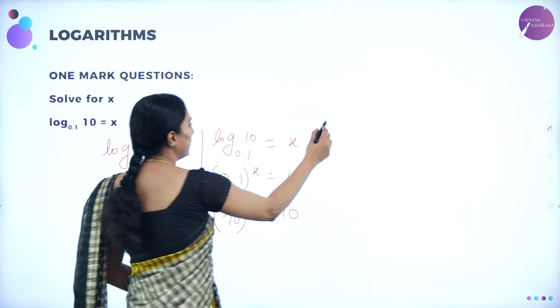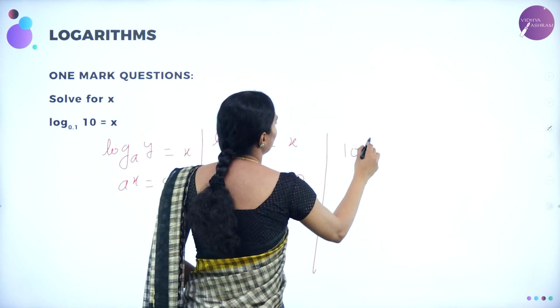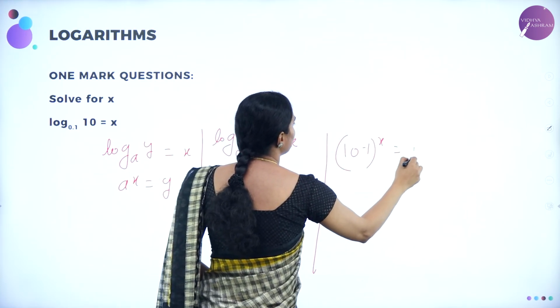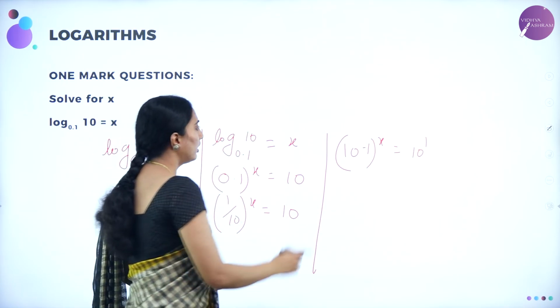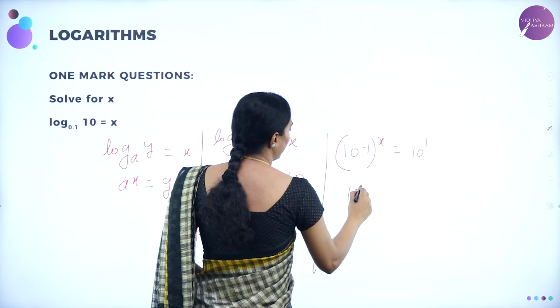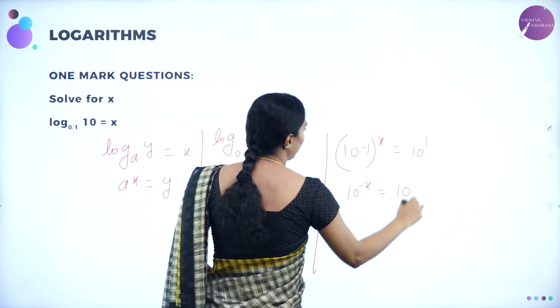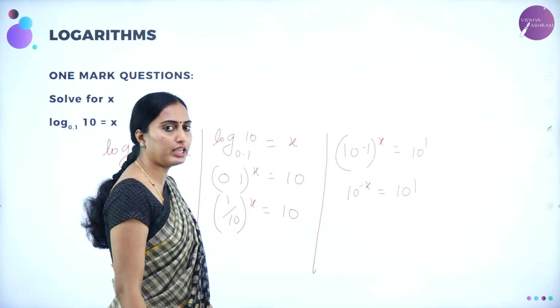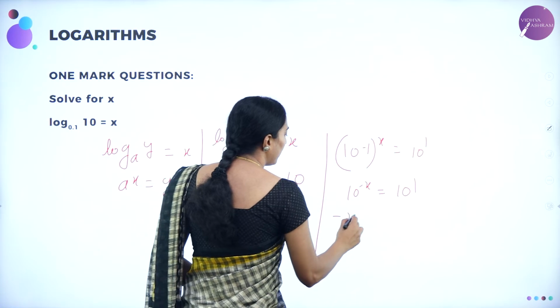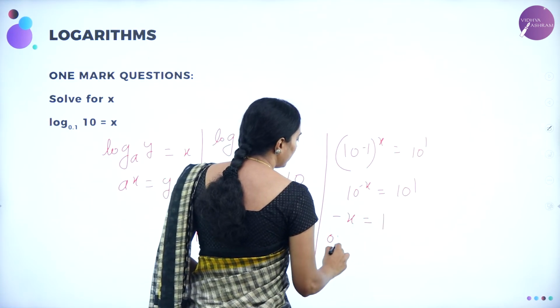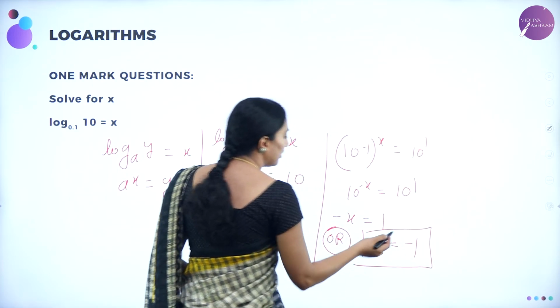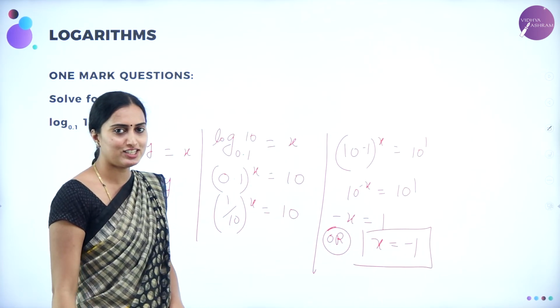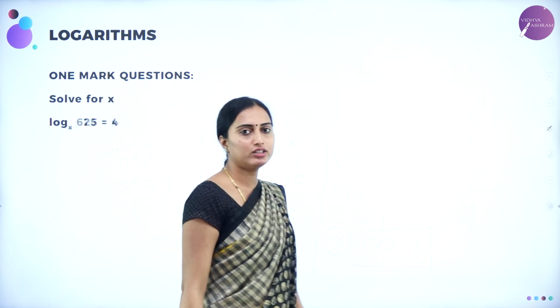Now 1 by 10 can be written as 10 to the power of minus 1, whole to the power of x is equal to 10 to the power of 1, because 10 to the power of 1 is 10 only. Now minus 1 into x gives 10 to the power of minus x is equal to 10 to the power of 1. Now the bases are the same. I can equate the powers. Powers: minus x is equal to 1, or you can have it as x value will be equal to minus 1. That is your answer. Is that easier? Yes. We'll move on to the next question.